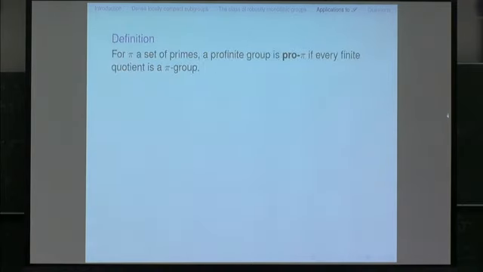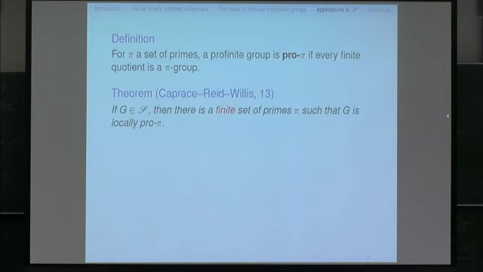So another application of this form is, for a set of primes pi, a profinite group is a pro-pi group if every finite quotient is a pi group, which means that the order only involves primes from pi. The other way to think about it is it's the inverse limit of pi groups. So it only involves the primes coming from pi.